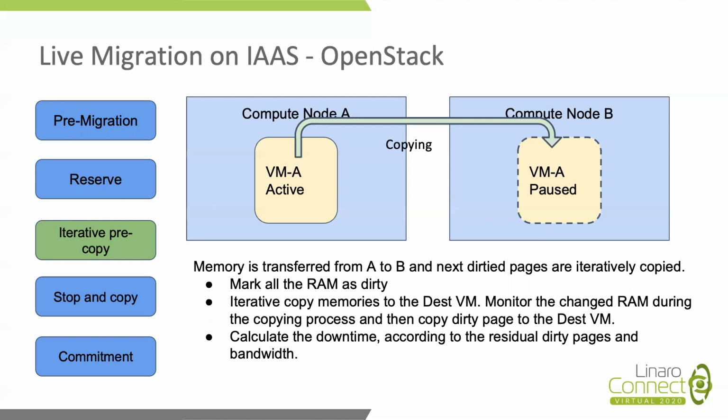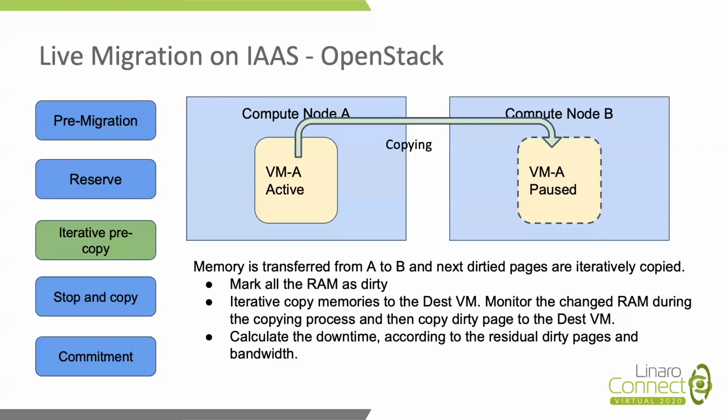So Nova has set up the downtime threshold. When the downtime threshold meets our needs, Libvirt will stop the VM and copy the remaining dirty pages to node B.